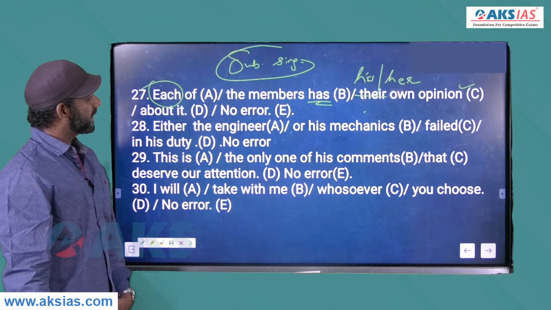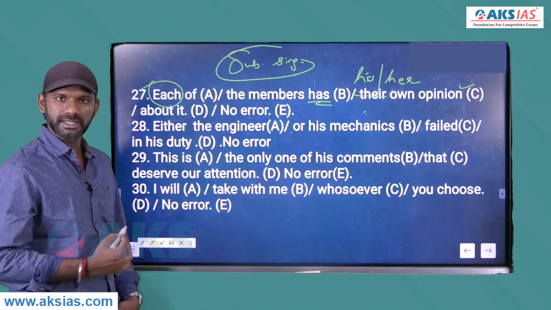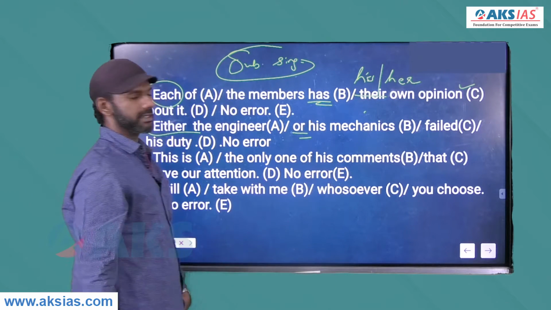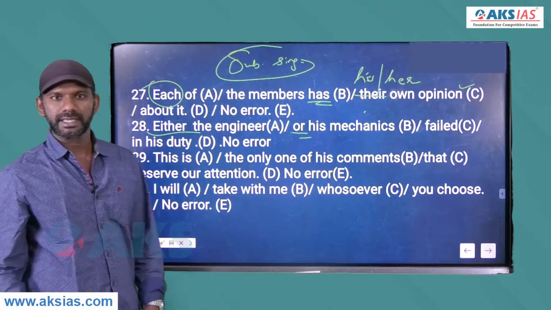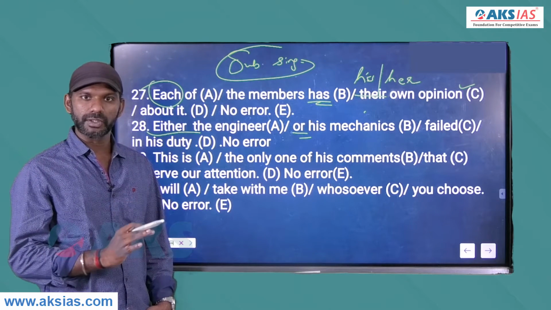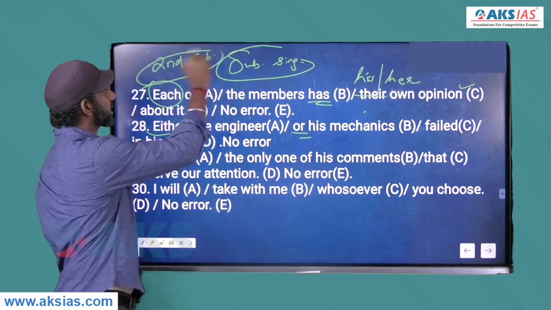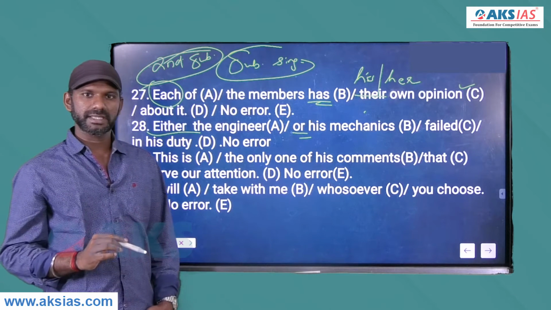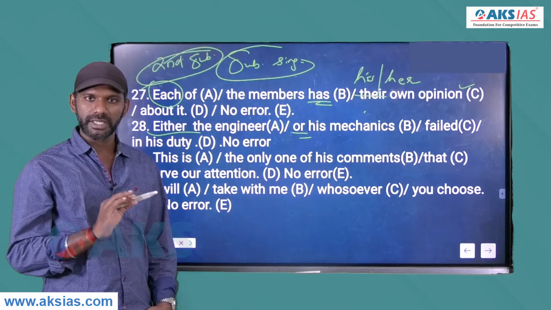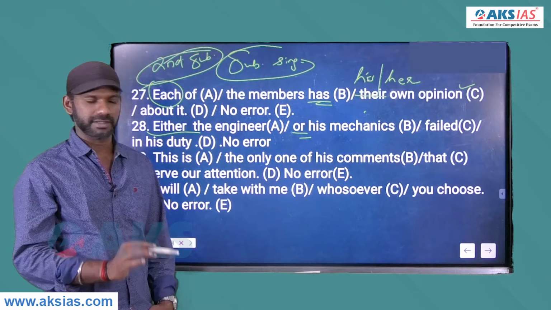Next one. Either the engineer or his mechanics failed in his duty. Either the engineer or his mechanics. The rule that we discussed in the case of subject-verb agreement, either or, neither nor, not only but also, says give importance only to the second subject. If the second subject is singular, the verb and the pronoun must also be singular. If the second subject is plural, the verb and the pronoun must also be plural. That's the rule. Either or, neither nor, not only but also: focus only on the second subject.